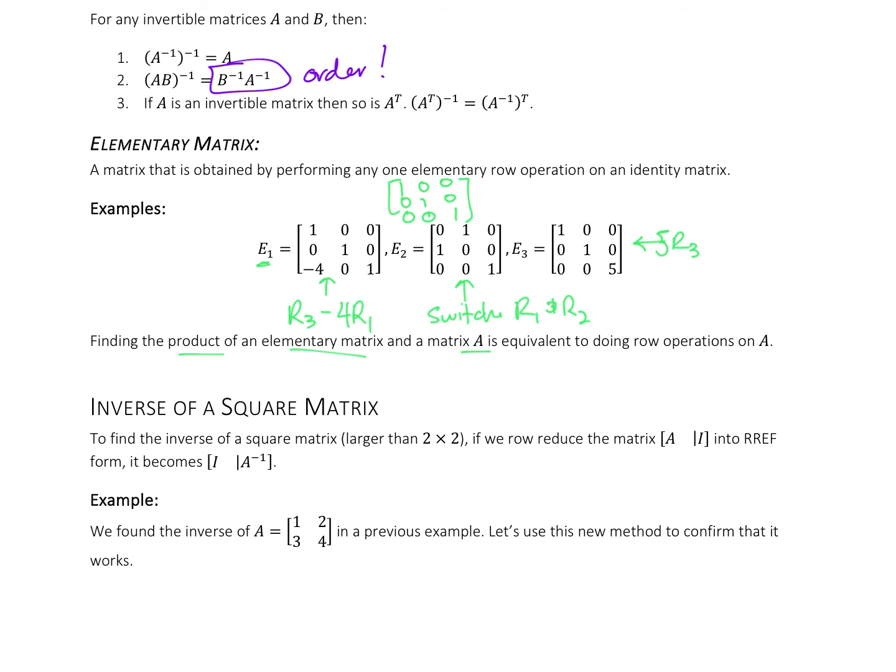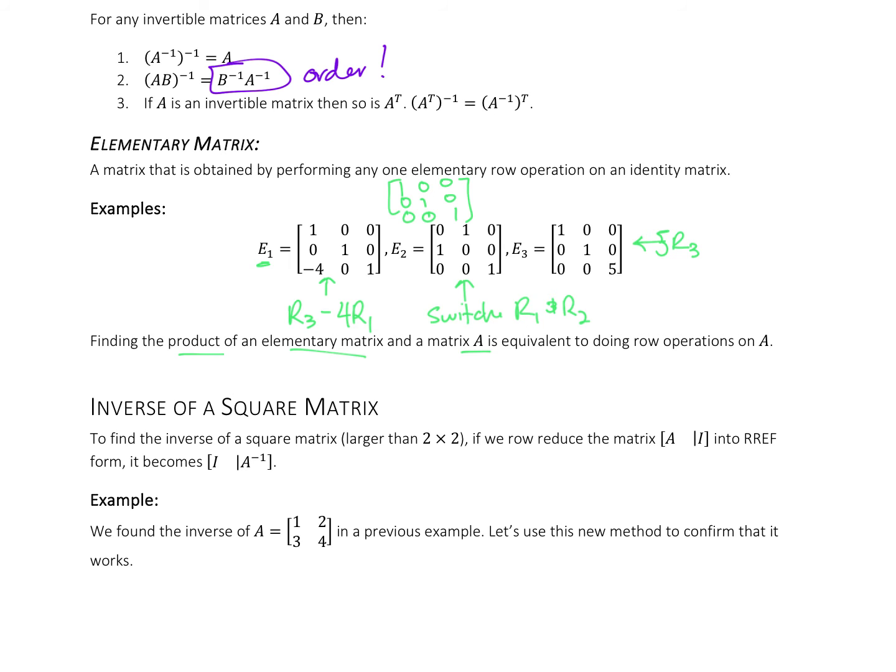And we're going to use this idea to help us find the inverse of a square matrix that is not 2 by 2. We could do this on a 2 by 2, and we're actually going to do it on a 2 by 2 just to show that it works. What we're going to do is set up an augmented matrix where on the left side we start with our original matrix, and on the right side we start with our identity. Then we do our row operations until we end up with the identity on the left side and our inverse on the right side.